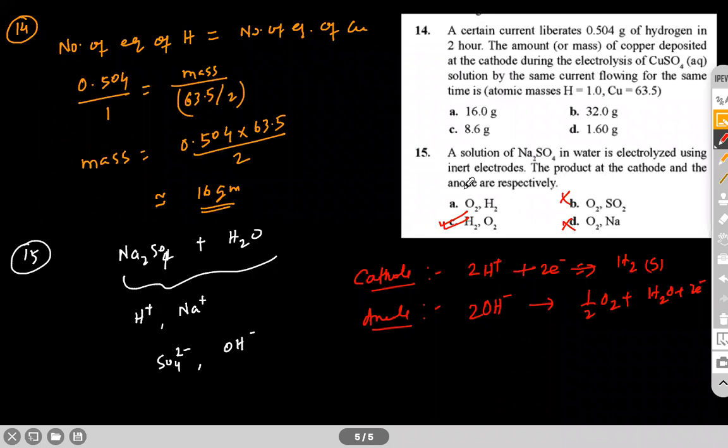Again, one more thing you can consider. At cathode, H plus has more reduction potential, so this will get reduced. So obviously at cathode, H2 is coming out, hence the option is C only. A is not possible. B and D we have already eliminated because H2 is not present. Okay, hence the answer is C.